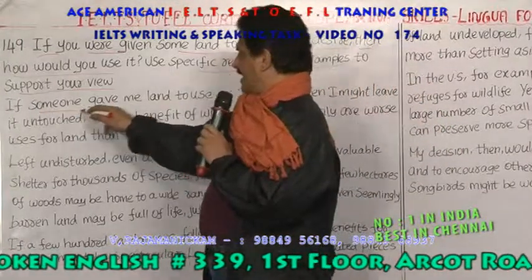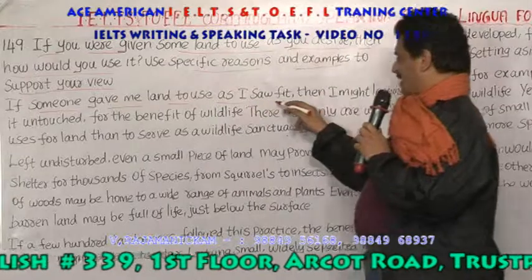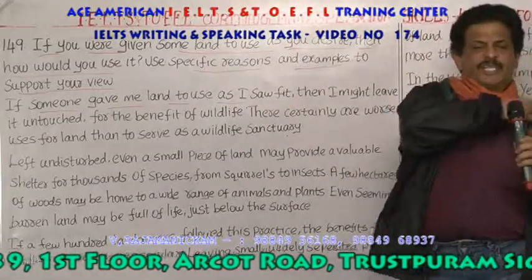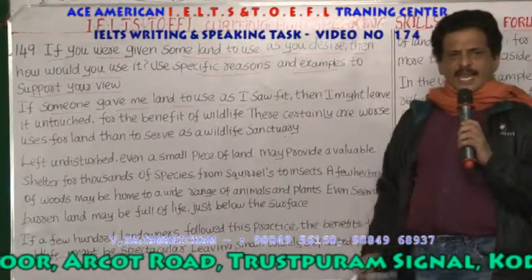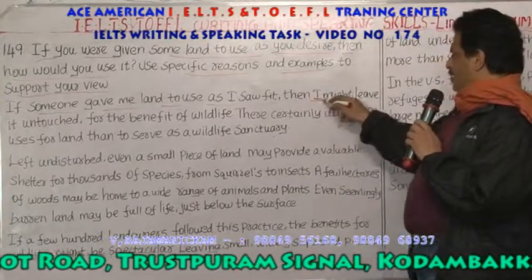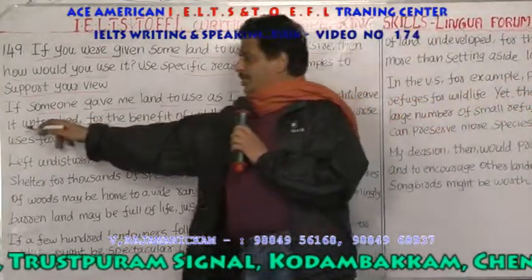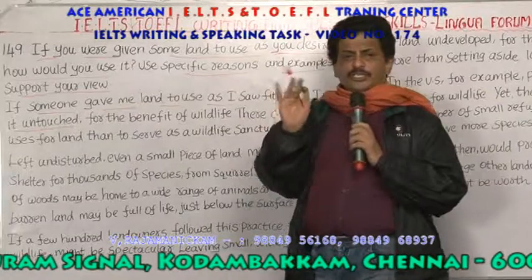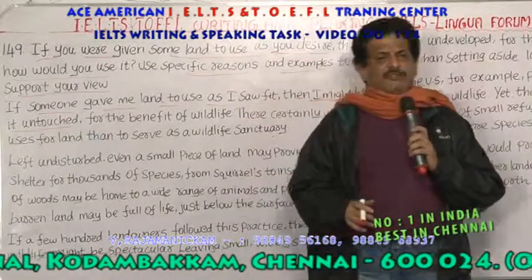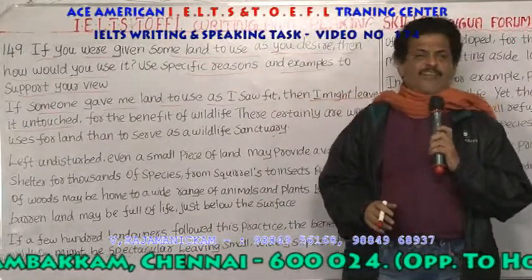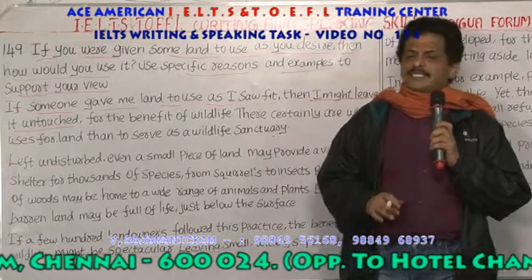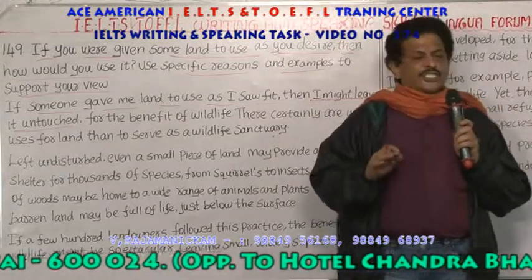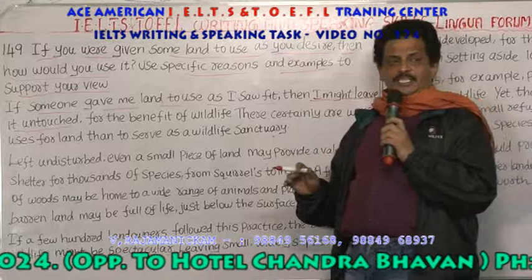If someone gave me land to use as I saw fit, if somebody gives me 100 acres of land, then I might leave it untouched. So the writer says, I'm not going to touch it. I'm not going to use it for constructing a house or factory or for agriculture. Nothing I'm going to do. I just leave it untouched. That's what the writer says.